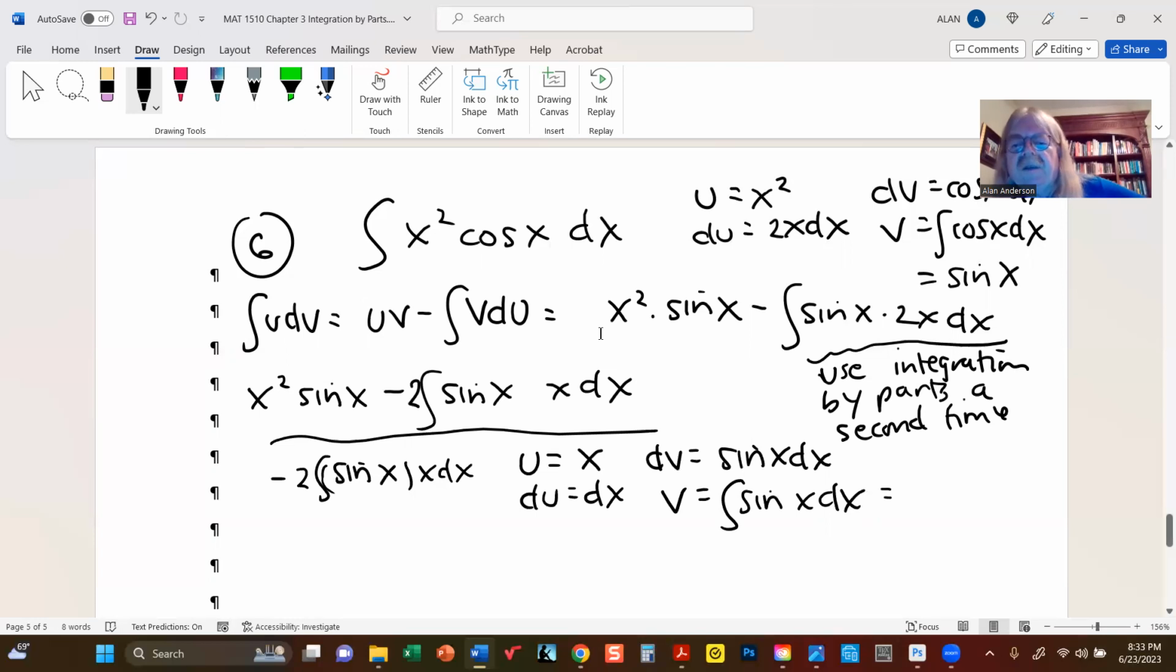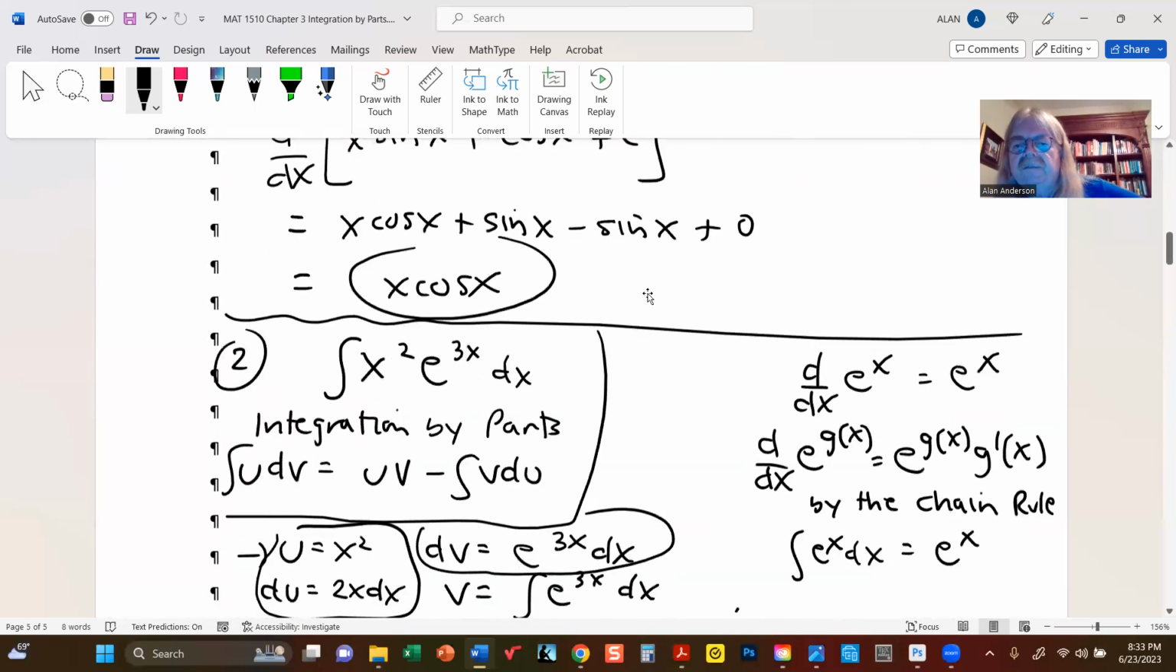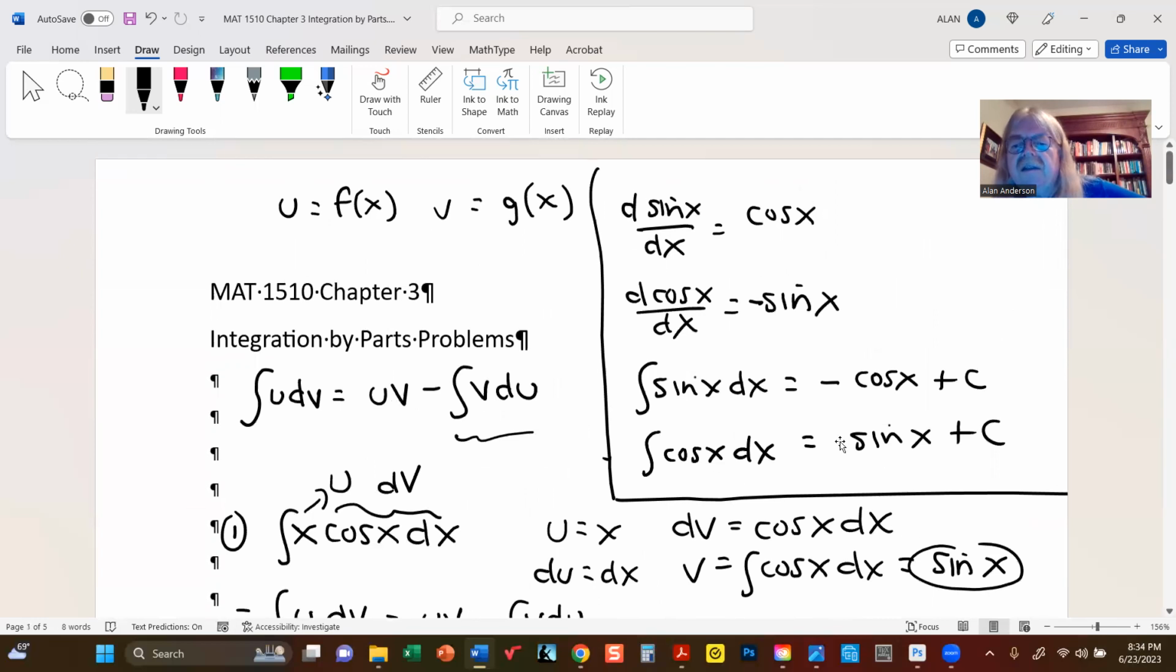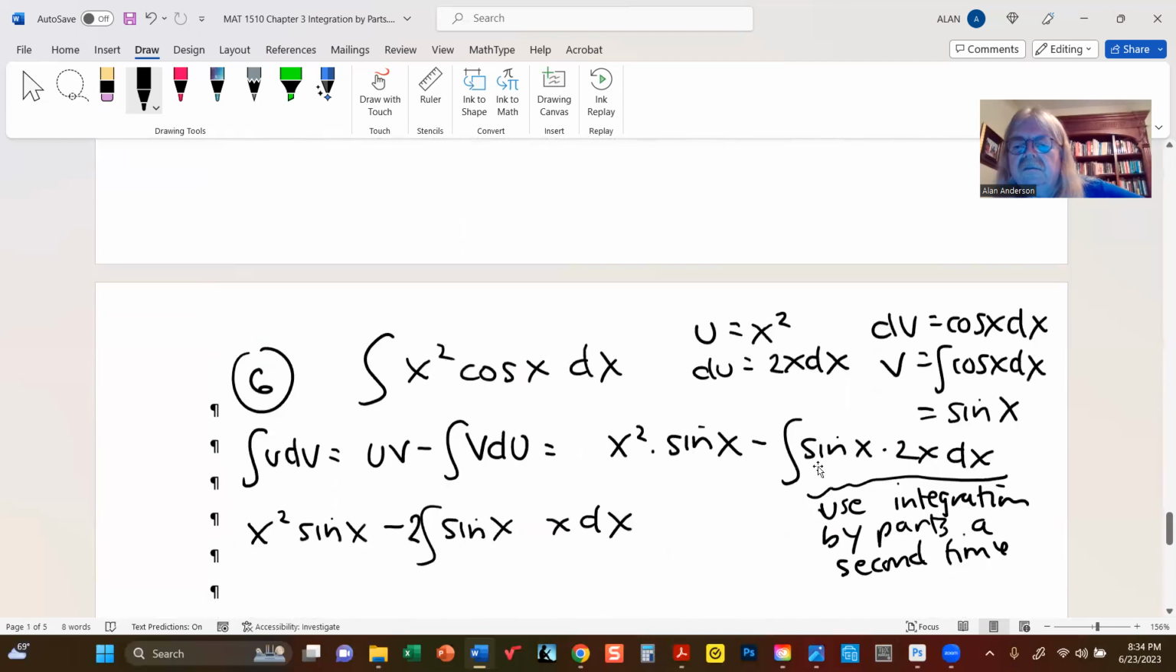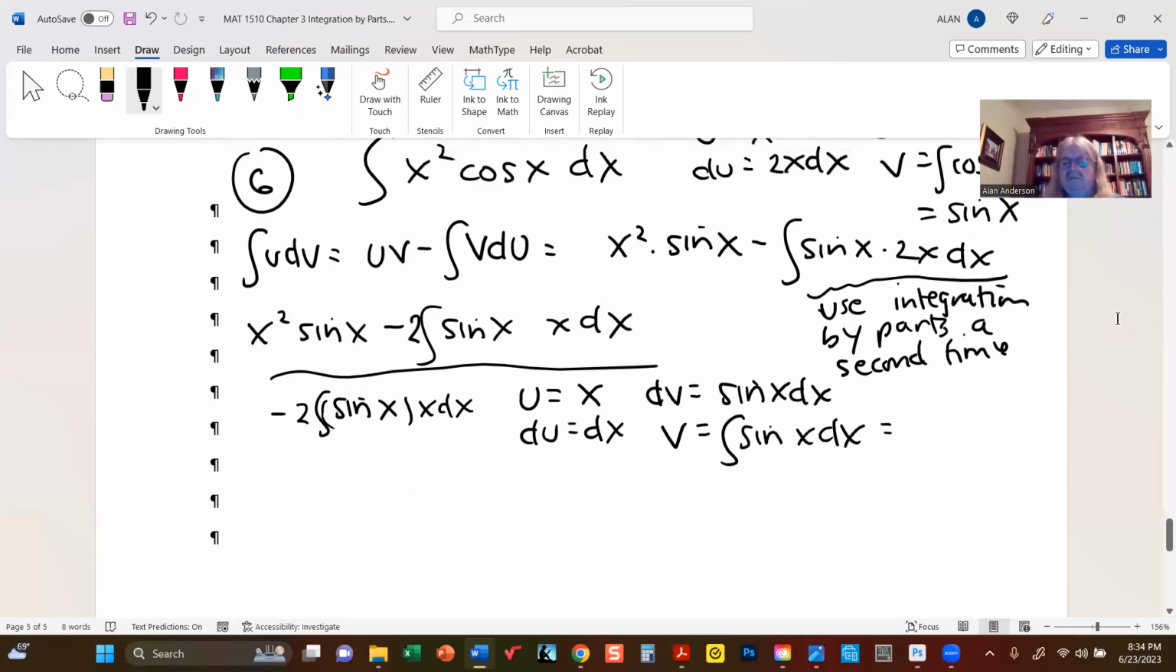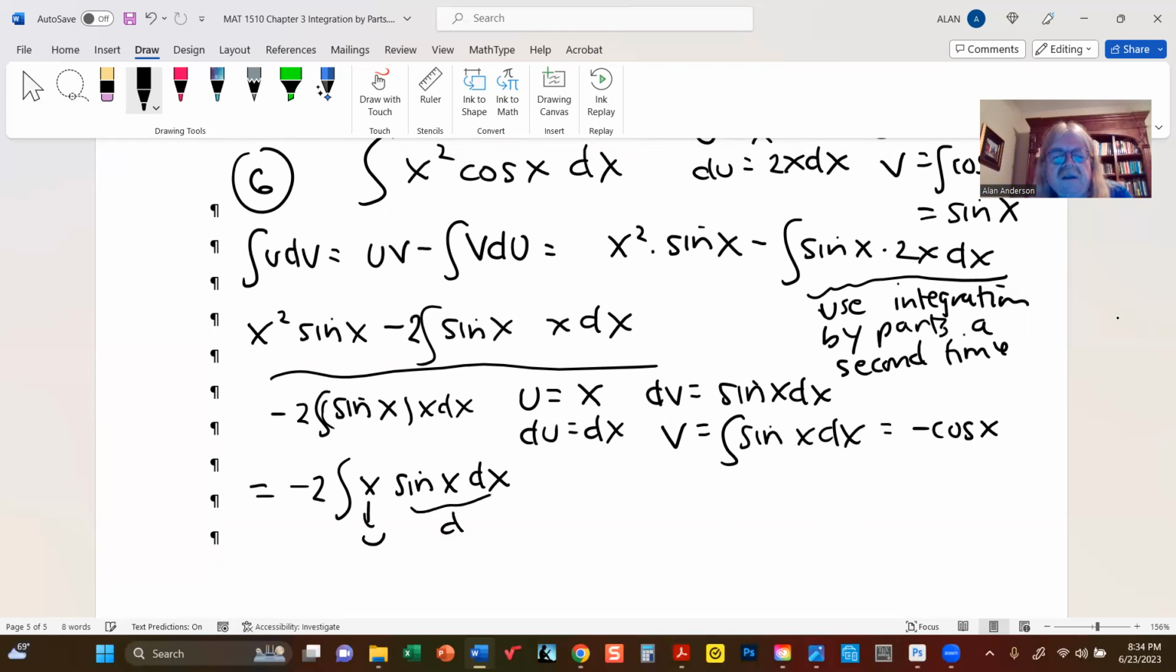Okay, so again, we had this way back at the beginning. The integral of sine x dx is negative cosine x. Okay, so we have minus 2. Do we have what we need? Yes. Let me rewrite it slightly so that it's more clear that this is our u and this is our dv.